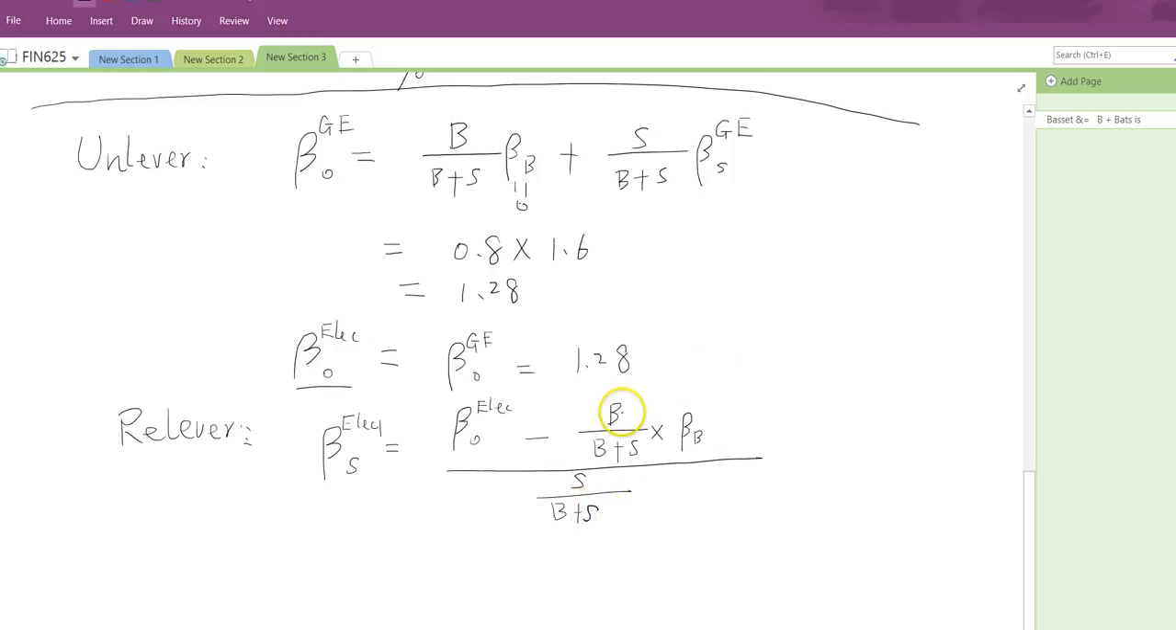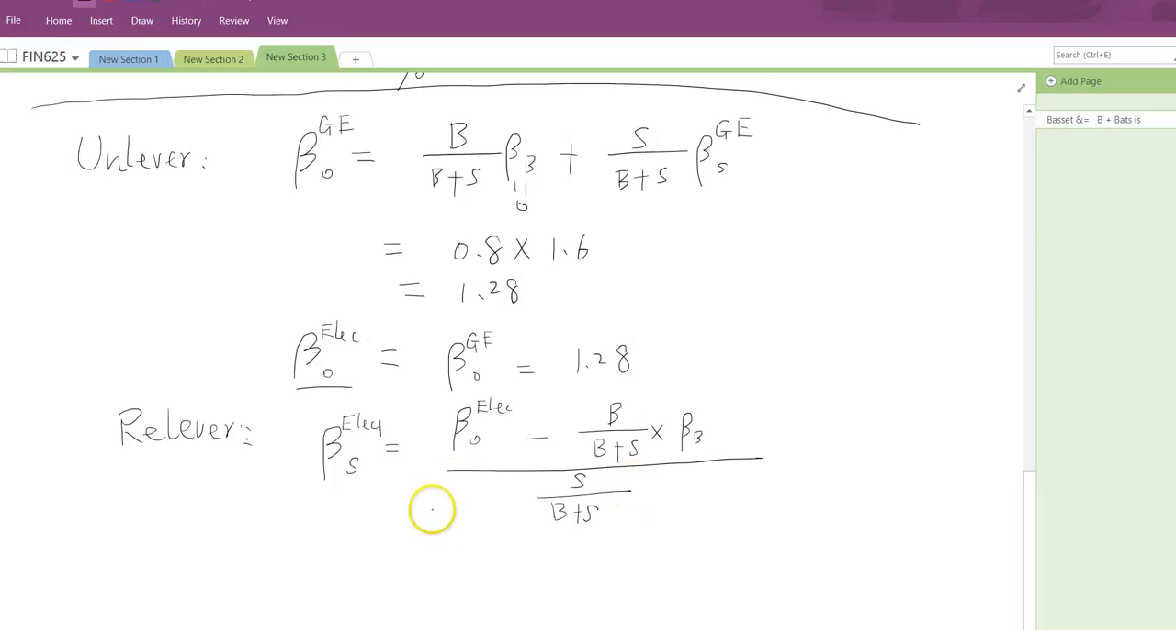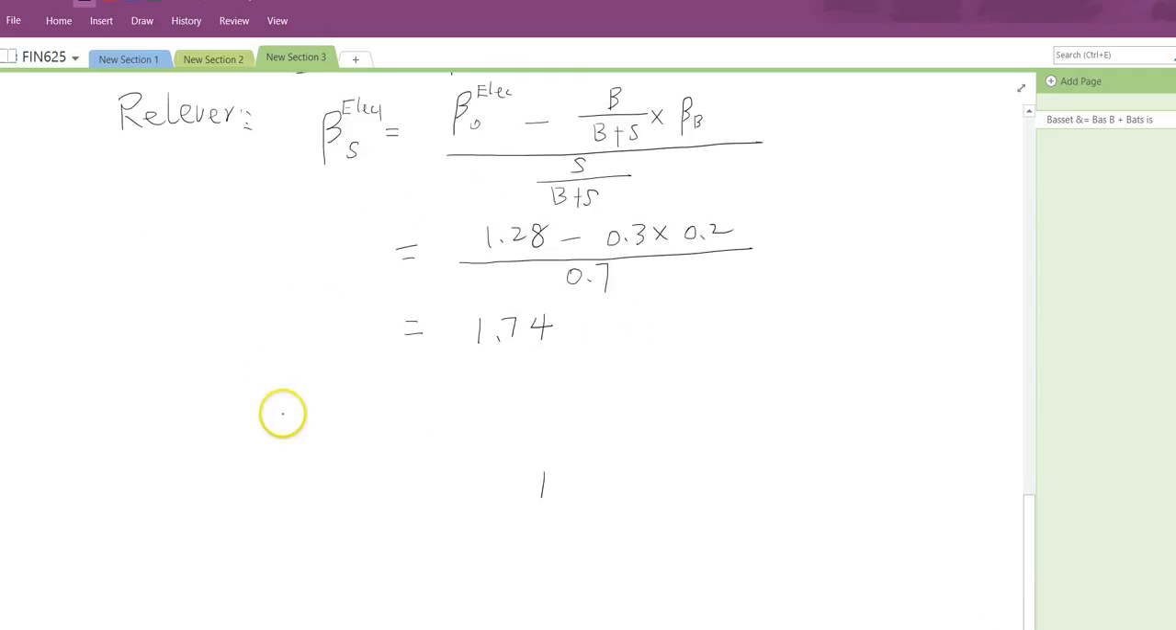So B over B plus S, that's the debt capacity of the electronics division, that's 30%. Right, we just plug in that number. So beta 0, that's 1.28 minus 30% times 0.2 over 0.7, right? 1 minus 0.3. So then, just plug those numbers into your calculator. This gives you 1.74. So again, I need to translate that into the return, right?